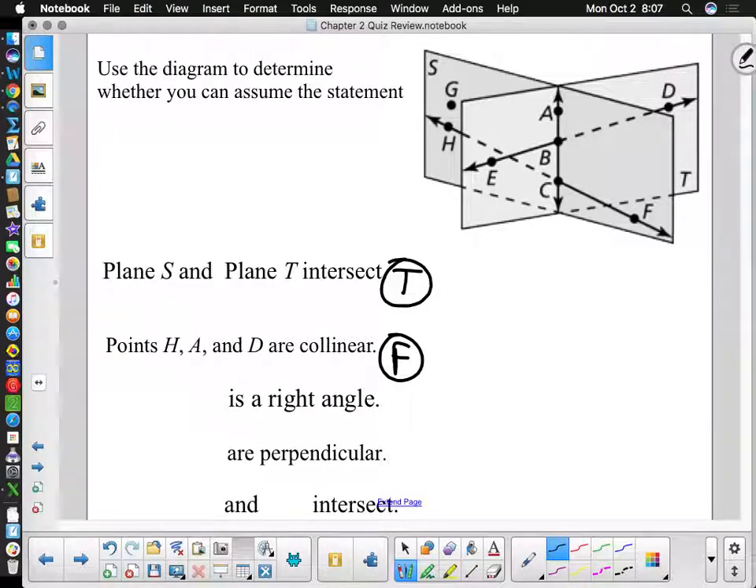Next is angle FCB is a right angle. Hold on. Wow. Not just no, but heck no, huh? FCB. You sure it's not a right angle? I mean, it kind of looks like it if you look in perspective. Oh, we don't have a little right angle box, so that's a false.